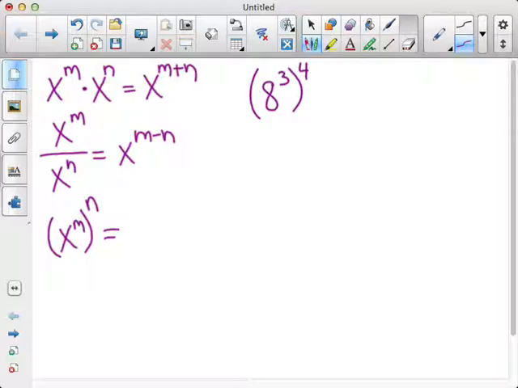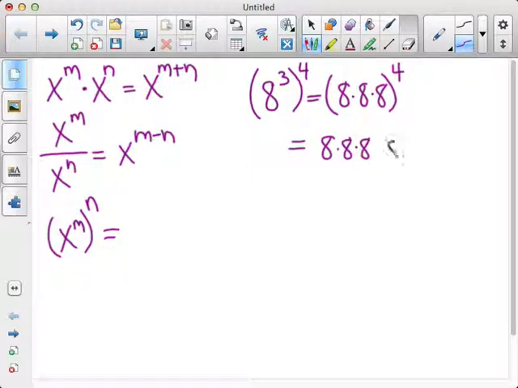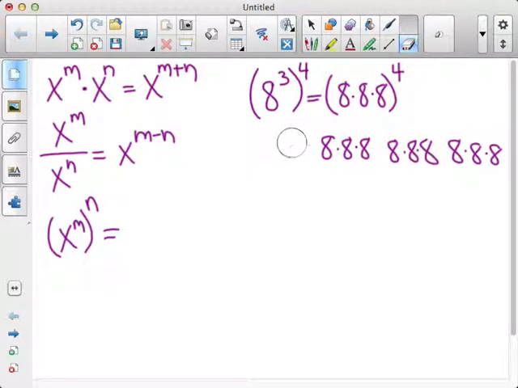What I can do is write 8 times 8 times 8. 8 to the third means 8 times 8 times 8, and that is raised to the fourth power. So expanding that further, we'll have 8 times 8 times 8, 8 times 8 times 8, 8 times 8 times 8. I ran out of room, so we'll put it over here.